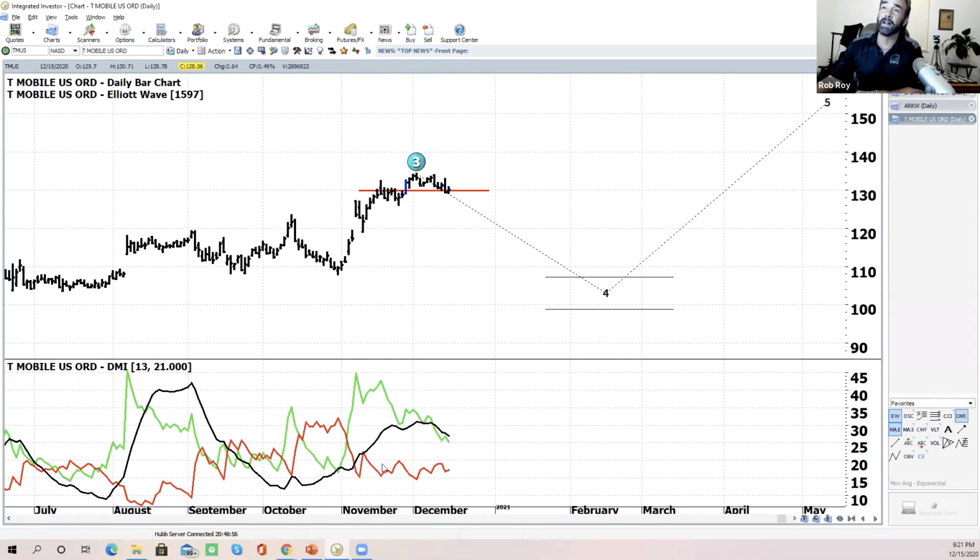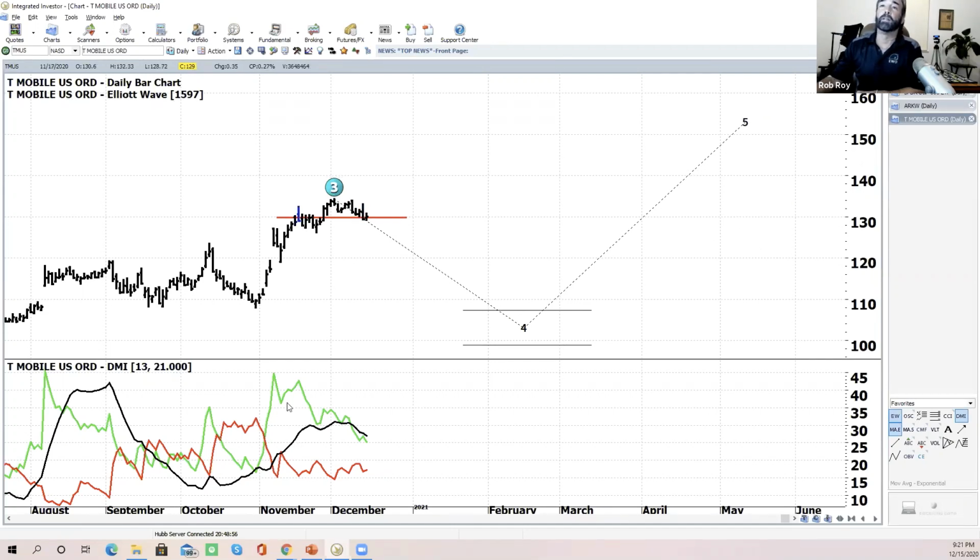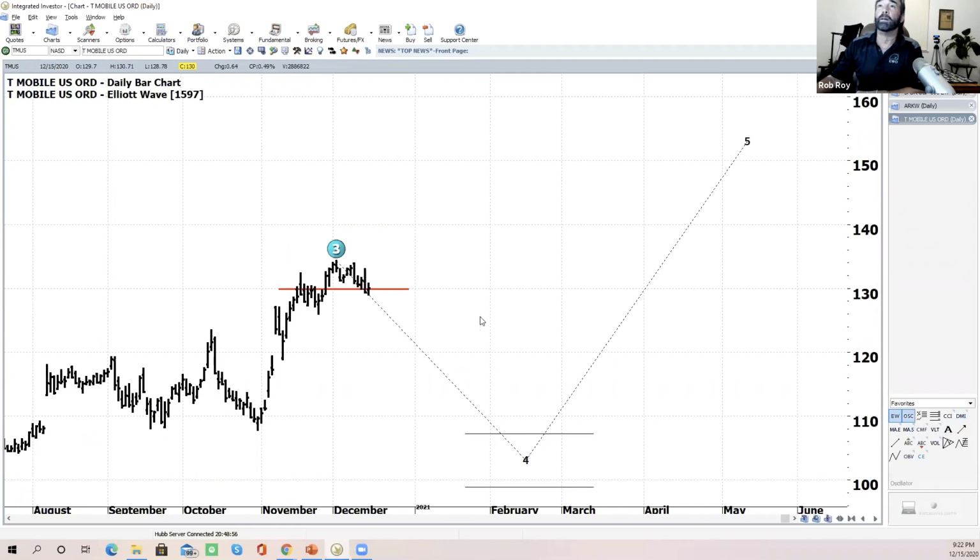This is not the ideal scenario as far as, hey, we're going to hold here and move. But nonetheless, 130 is an important battleground level here. You can see it was resistance in November. We broke above it, and through December, it's been support. You got to give it a chance to hold that support level and move back to the upside, even with the fact that the DMI is saying, yeah, the upward move is not as strong as it once was. Well, it's been going sideways for a couple weeks. So that's understandable.